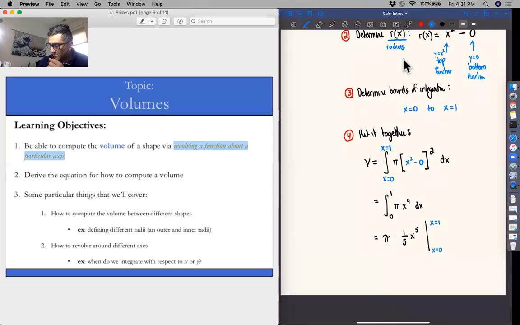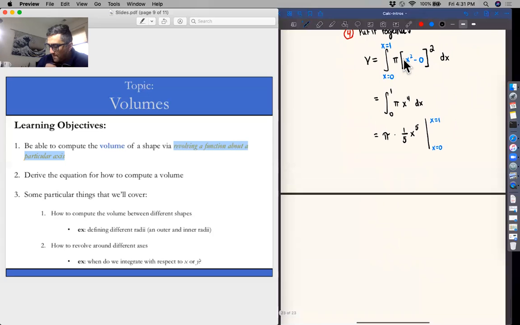So if we plug in those bounds, we plug in the top bound, the antiderivative evaluated at the top bound, minus the bottom bound. We have 1/5 times 1 to the 5th power minus 1/5 times 0 raised to the 5th power. And of course, the second term, since we're evaluating at 0 to some power, is just 0. So at the end of the day, this whole volume will be equal to 1/5 times pi.